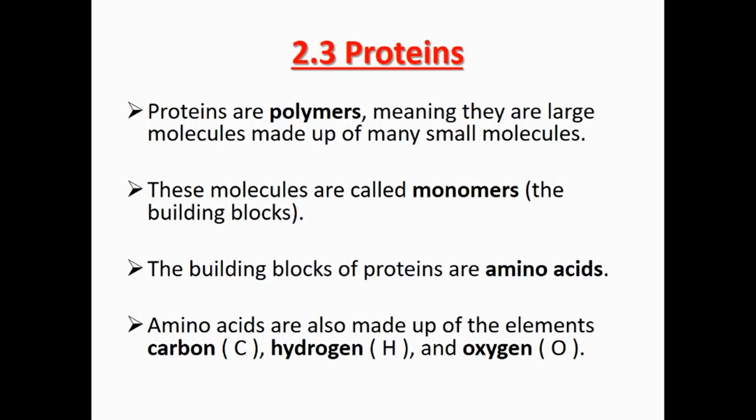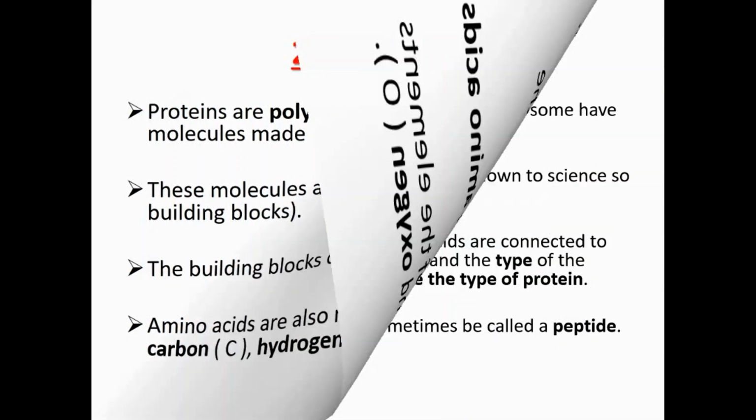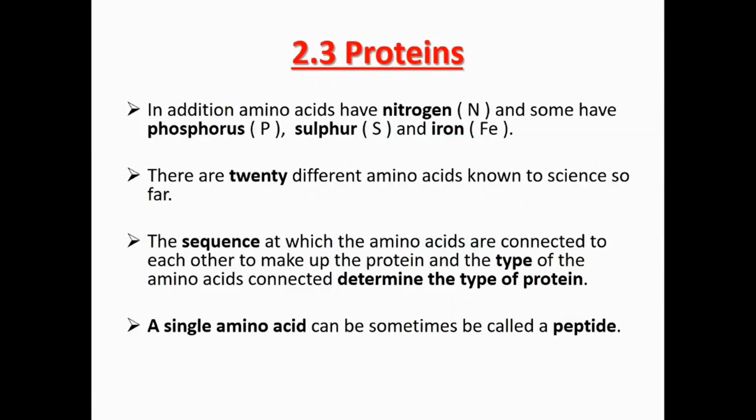These molecules are called monomers. Monomers are the building blocks of polymers. The building blocks of proteins are amino acids. So amino acids are the monomers for proteins. Amino acids are also made up of the elements carbon, hydrogen, and oxygen. But in addition, amino acids have nitrogen, and some have phosphorus, sulfur, and iron. All amino acids have nitrogen. There are 20 different amino acids known to science so far.